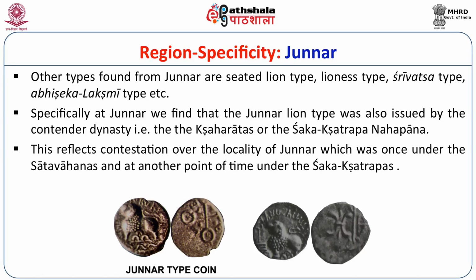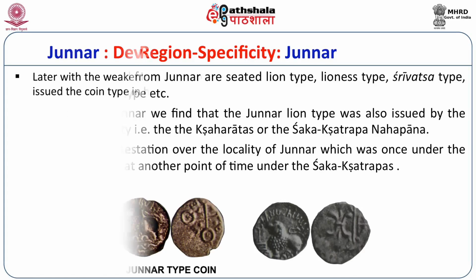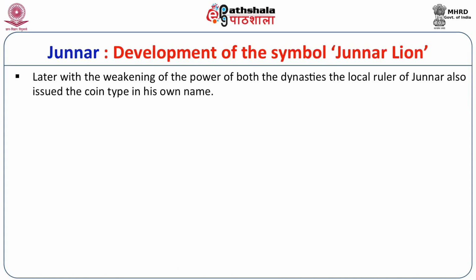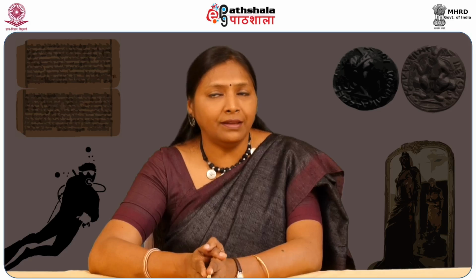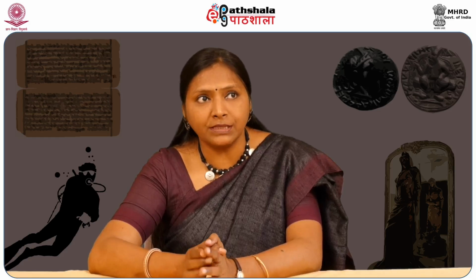So the same type is issued by the Satavahanas and also the Shaharatas, which shows that the locality chief at Junnar was probably shifting his allegiance once to the Satavahanas and at another point of time to the Shakas. Later, with the weakening of the power of both the dynasties, the local ruler of Junnar also issued the coin type in his own name, and we get the name of Isimula from these coins.